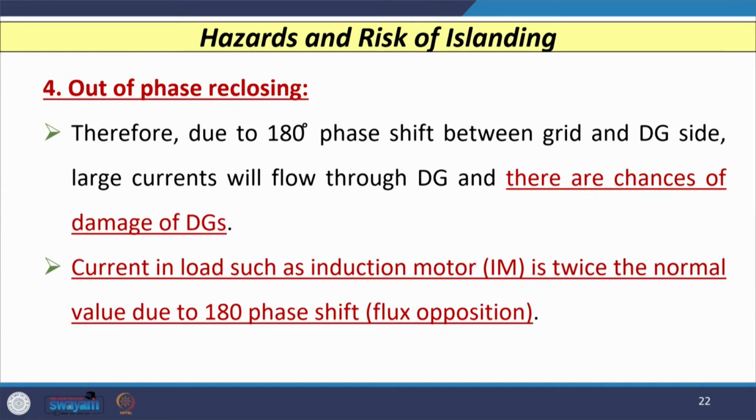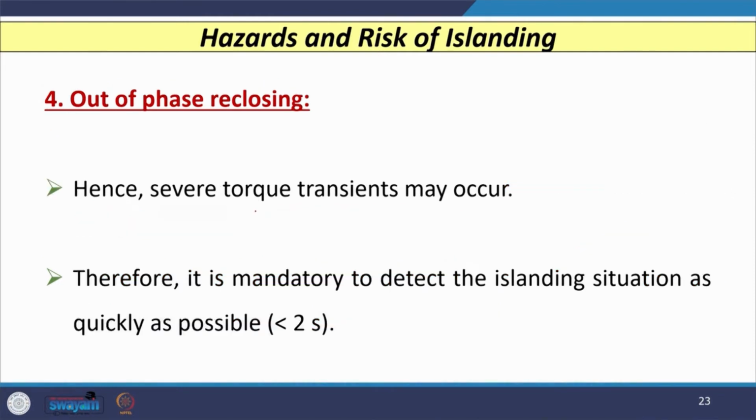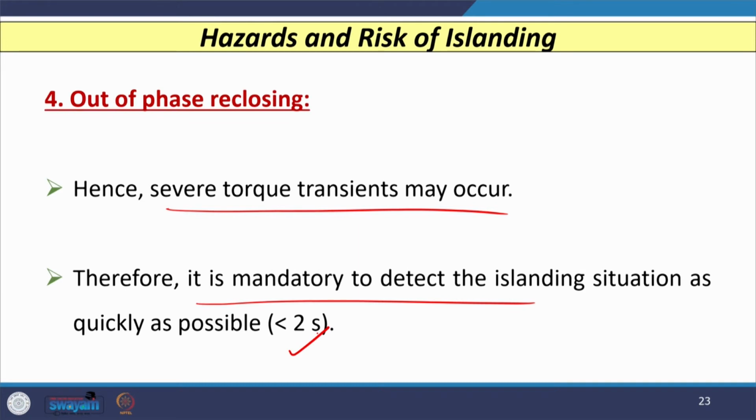That means, due to the 180 degree phase shift between the grid side and DG side, if you reclose the circuit after the occurrence of an islanding, then large currents are going to flow through the DG and there are chances of damage to these distributed generators. Moreover, currents in loads, for example in induction motors, become almost double the normal value because of this 180-degree phase shift and the flux opposition. So, these loads or induction motors can be damaged. Hence, severe torque transients are going to develop, and it is mandatory to detect the islanding situation as quickly as possible, and as per the 1547.4 standard, it has to be detected before 2 seconds.